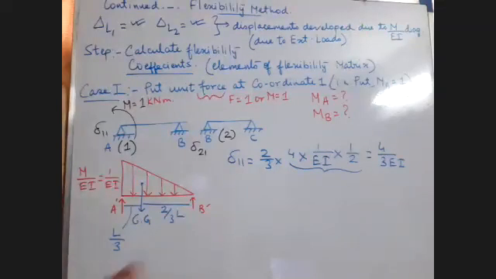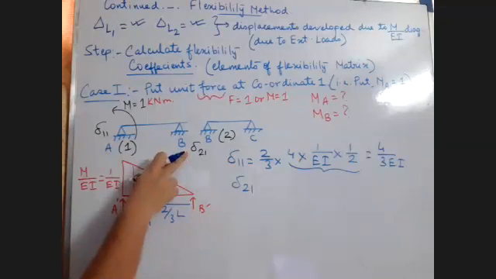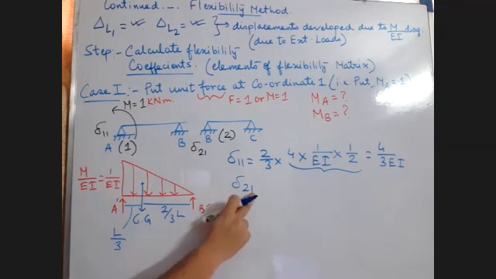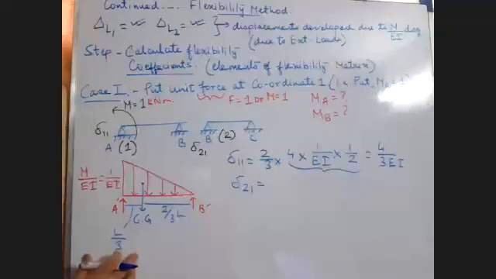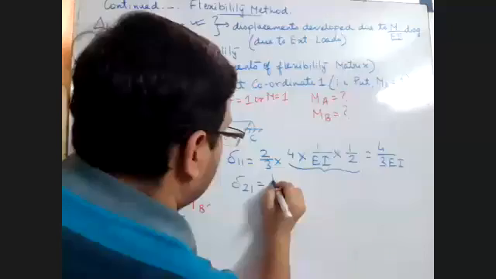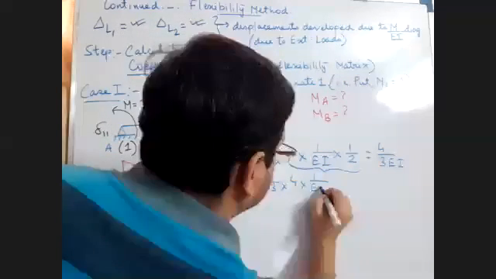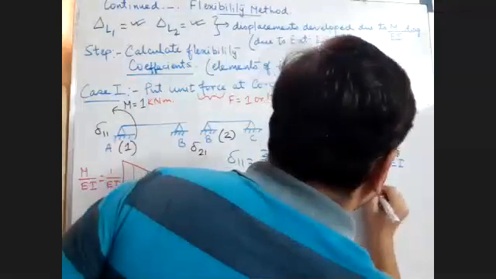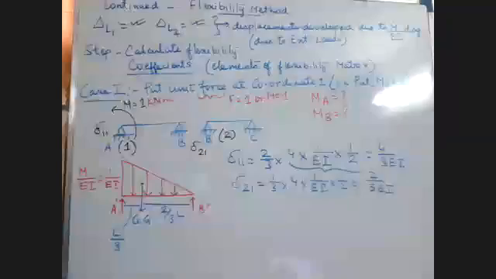Okay. And what will be delta 21? Delta 21 will be the displacement at 2 due to unit load at 1. So this will be the left side distance, one-third into the area of the triangle. So 2 by 3 EI.